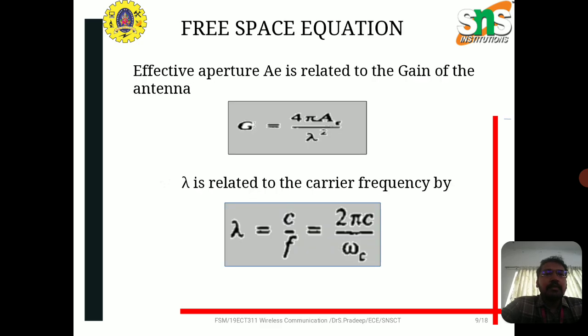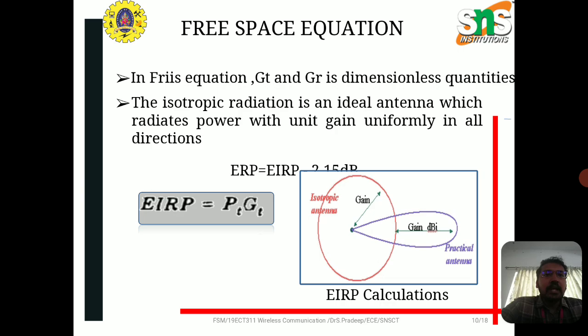Free space equation. Effective aperture is related to the gain of the antenna, where effective aperture Ae is related to gain by G equals 4 pi Ae divided by lambda squared, where lambda equals 2 pi c by omega. In the free space equation, Gt and Gr are dimensionless quantities. The isotropic radiator is an ideal antenna which radiates power with unit gain uniformly in all directions.